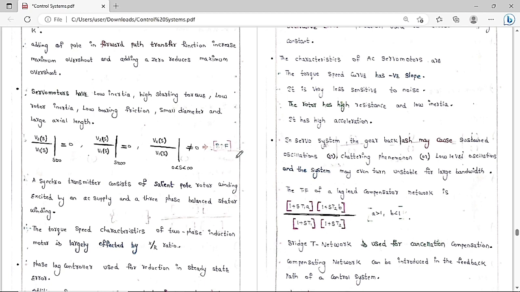So V2(s)/V1(s) at s equal to 0 is equal to 0. At s equal to infinity also its value is equal to 0. But between 0 to infinity its value is not equal to 0. So therefore we can say it is said to be a band pass filter.